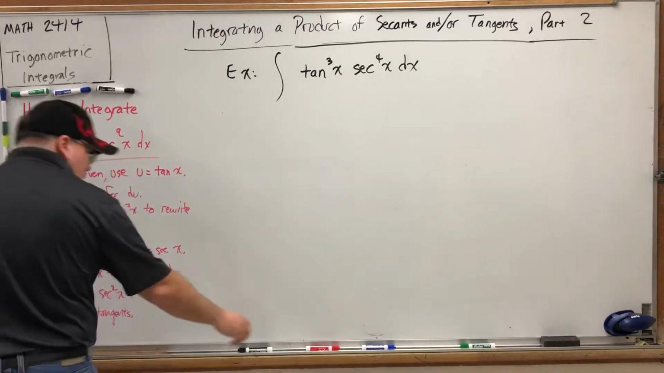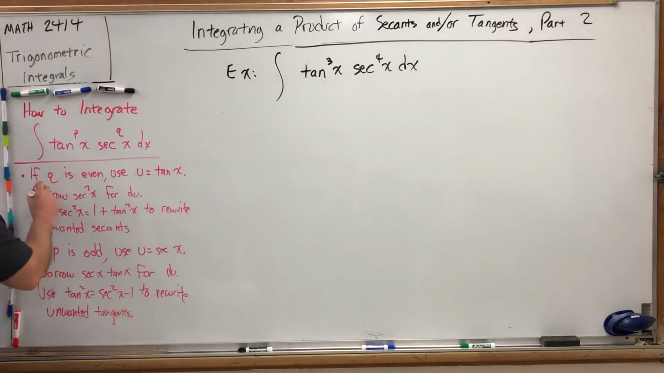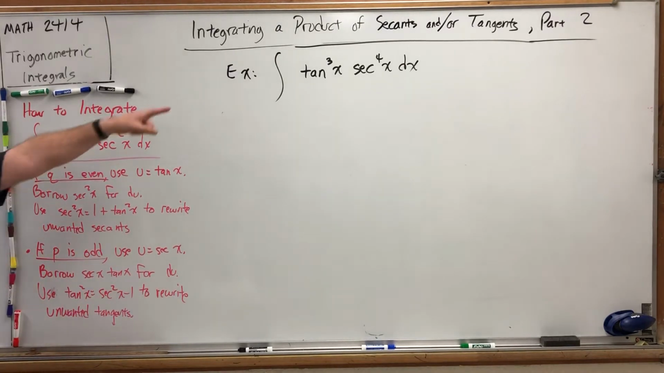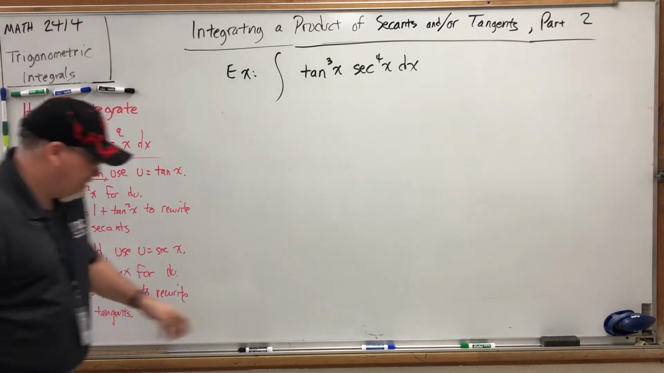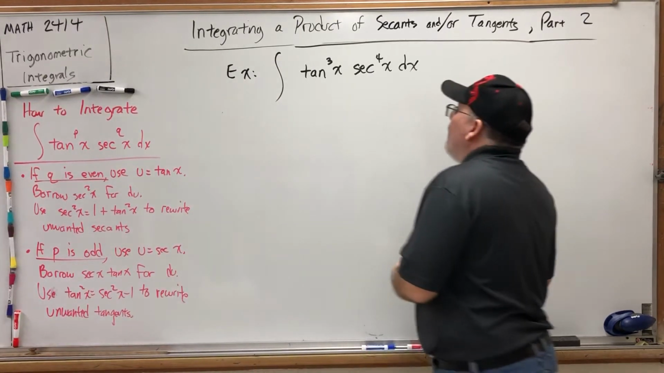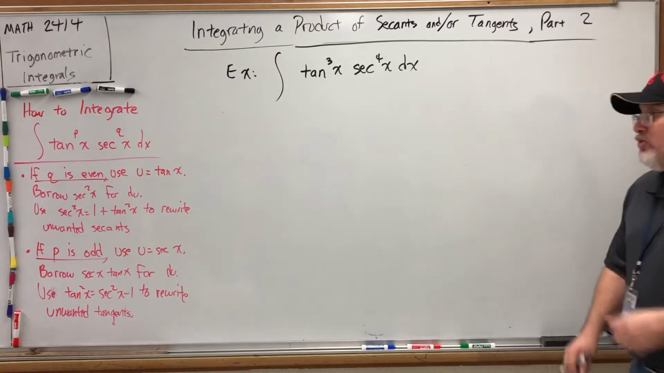So if Q is even, you do one thing. If P is odd, you do another, which begs the question, what if P is odd and Q is even, like this one? And the answer is you really can't go wrong. Just choose something to run with it. So yes, we are going to do this one two different ways.